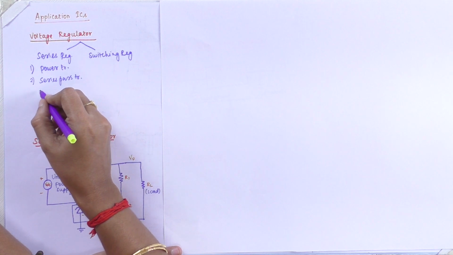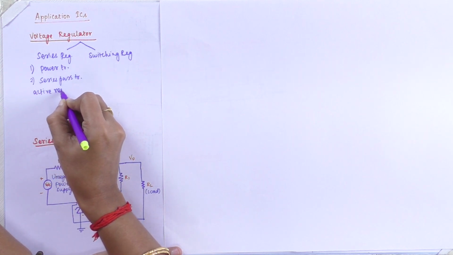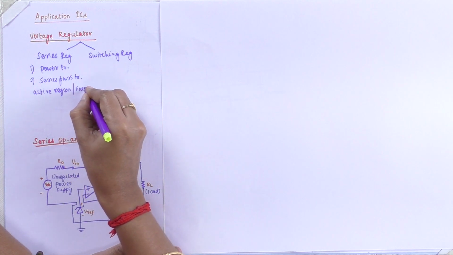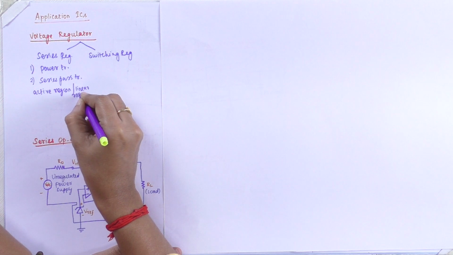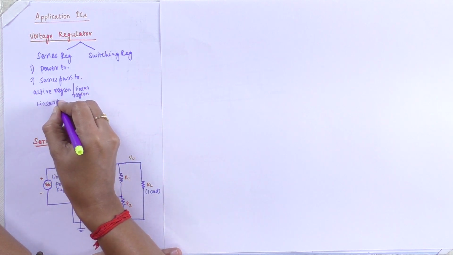Usually we have studied that the transistor works in three regions: the cutoff region, the saturation region and the non-saturation region. Here the transistor works in the active region and the linear region. So we call this a linear regulator. This series regulator we can call a linear regulator.